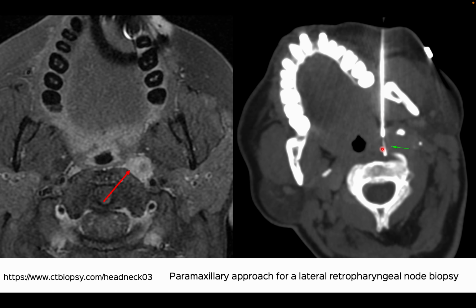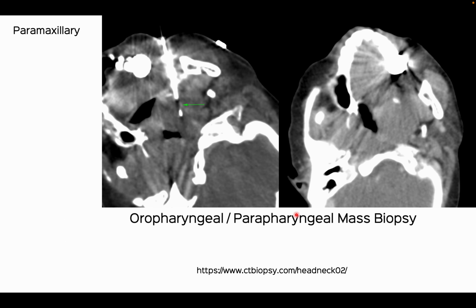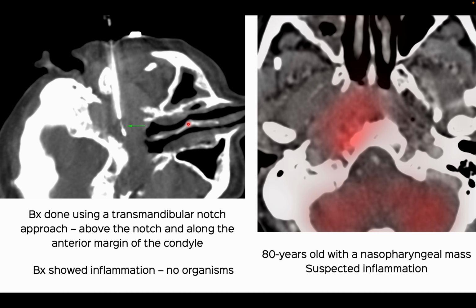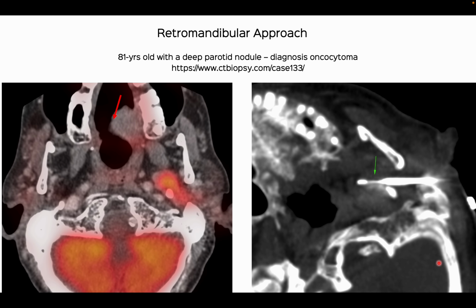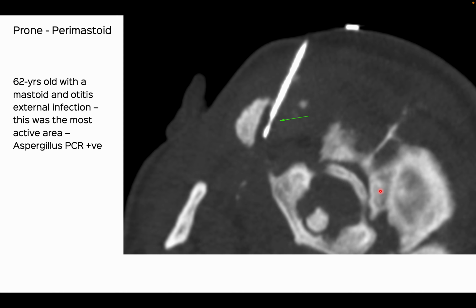So this was the lateral retropharyngeal node, and this is another parapharyngeal mass. All of these are paramaxillary approaches. Then you can also get to the nasopharynx in this way. So this is again in a way a kind of a subzygomatic but a supramandibular or a transmandibular notch approach. This was a retromandibular or a retroramus approach for a parotid lesion, which turned out to be oncocytoma.